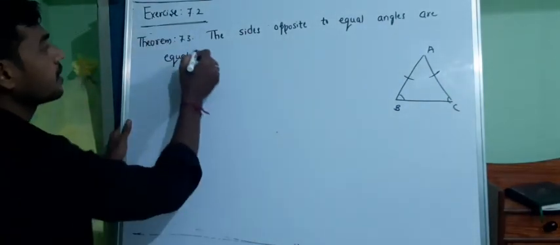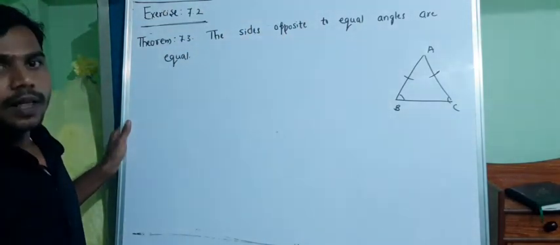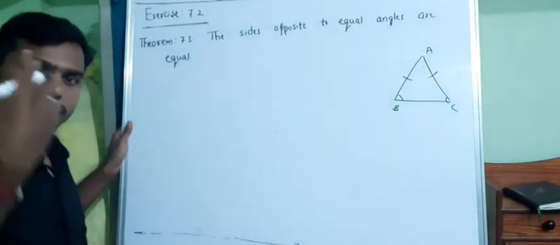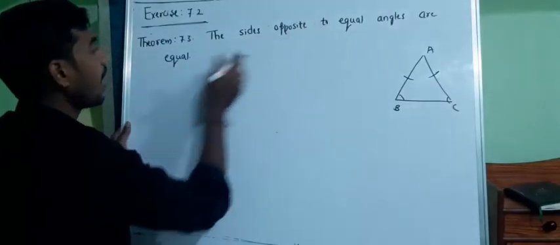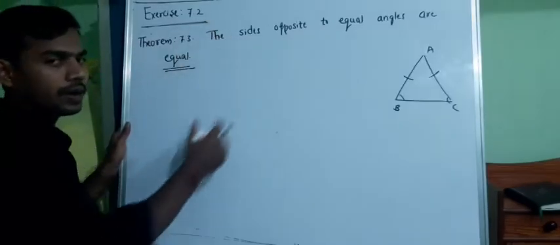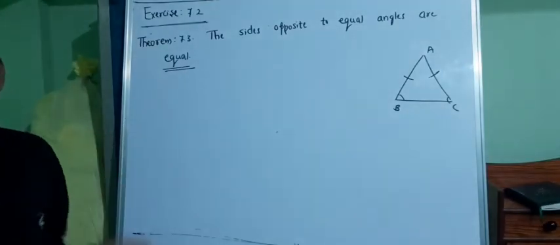So that is what we are stating, the converse of the theorem. What is that theorem? The angles opposite to the equal sides are equal. What is the converse? The sides opposite to the equal angles are equal. Now we are going to solve a few examples based on this. Okay, please note that down.